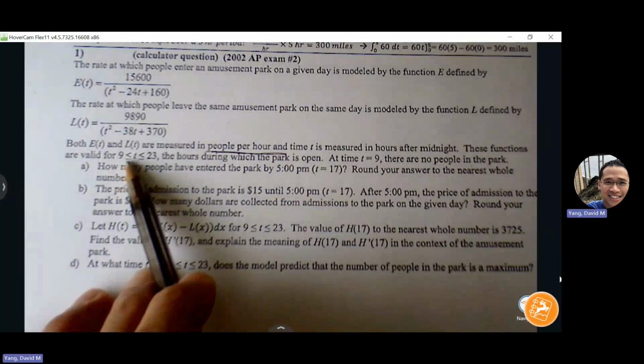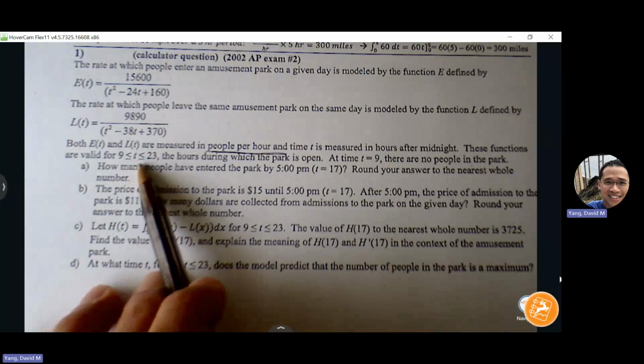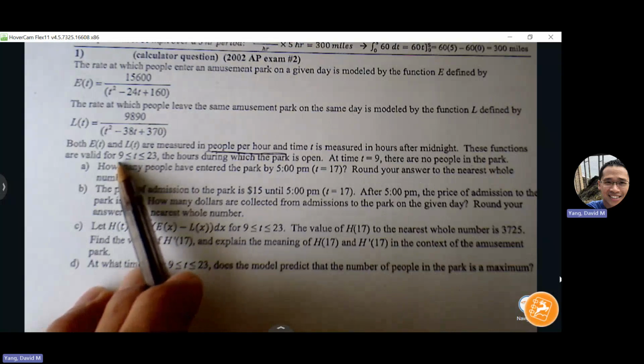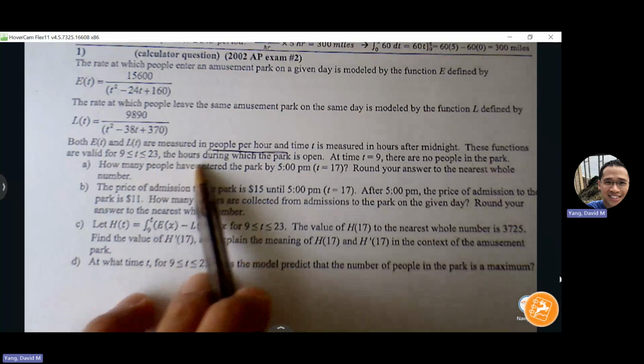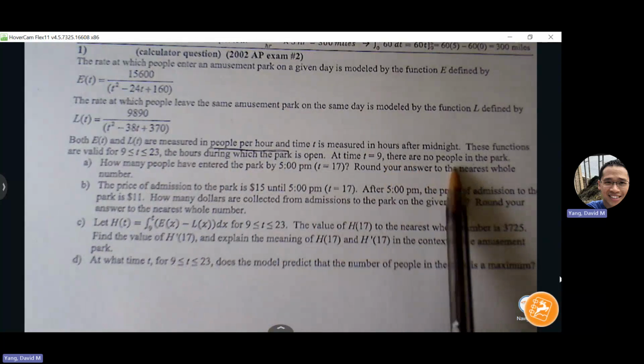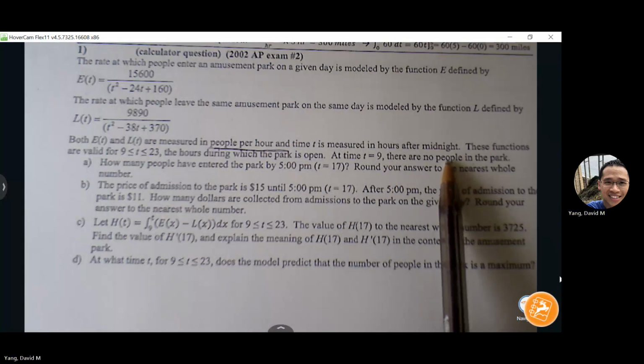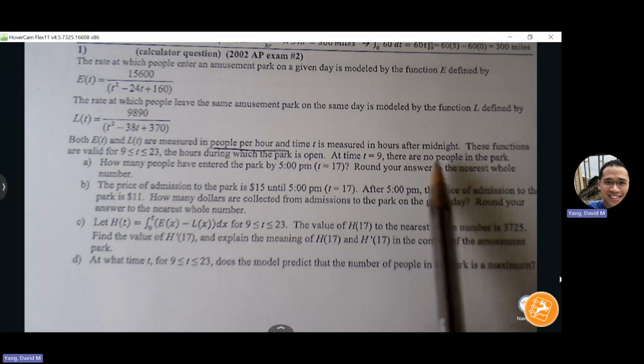These functions are valid between 9 and 23. That tells us that the park is going to be open between 9 a.m. and 11 p.m. Okay, military time. At 9, there are no people in the park. So there are no visitors in the park at 9 a.m.